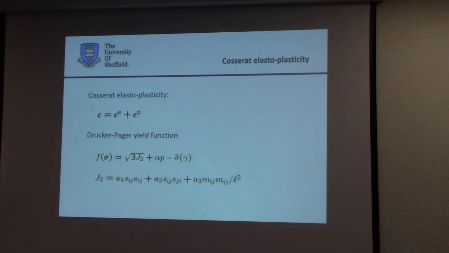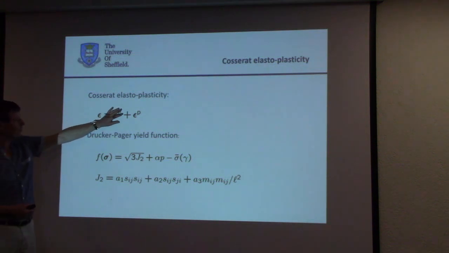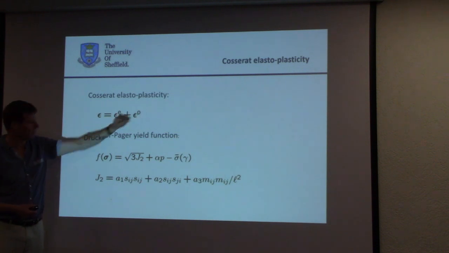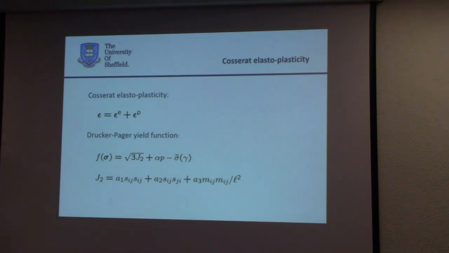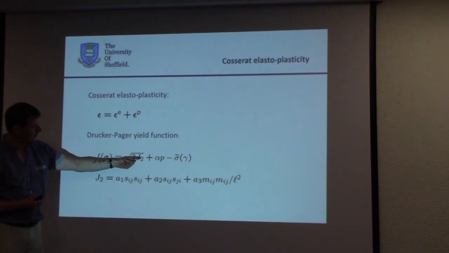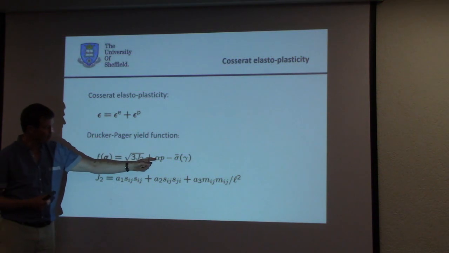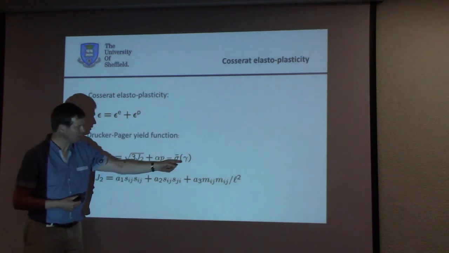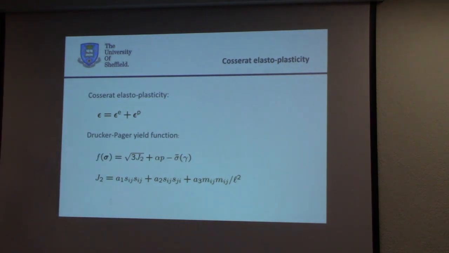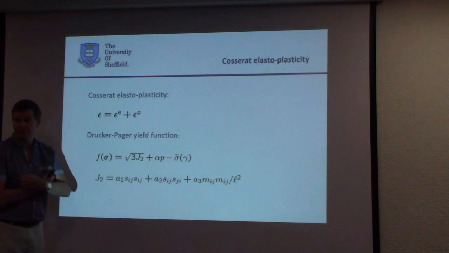Now you can extend this also to plasticity. So you do the usual thing. You separate the strain into an elastic part and a plastic part. You take, for instance, a Drucker-Prager yield function, which is something like, here you have the J2 invariant, here you have a friction coefficient, your pressure, and here you have a yield strength. Obviously, you have the von Mises yield function as a special case when alpha equals 0.